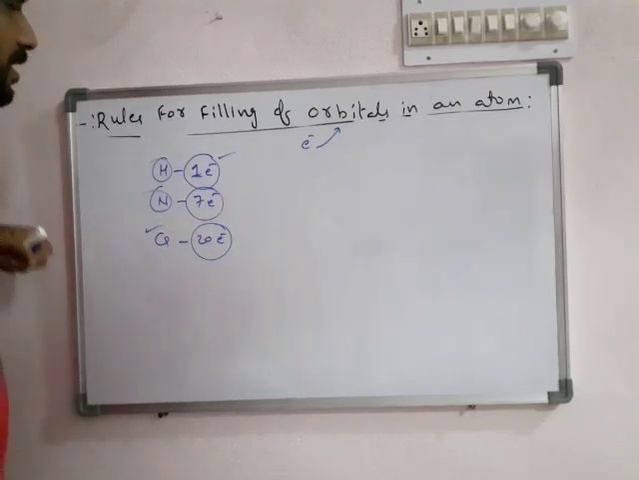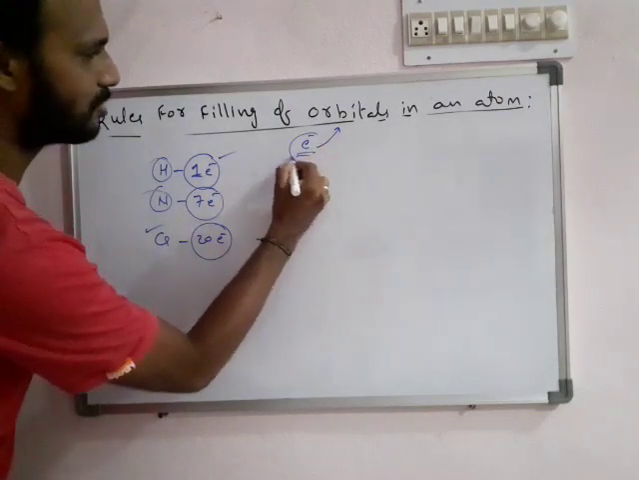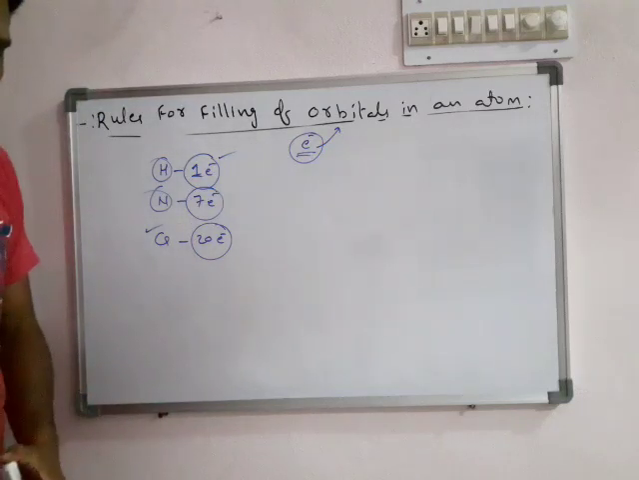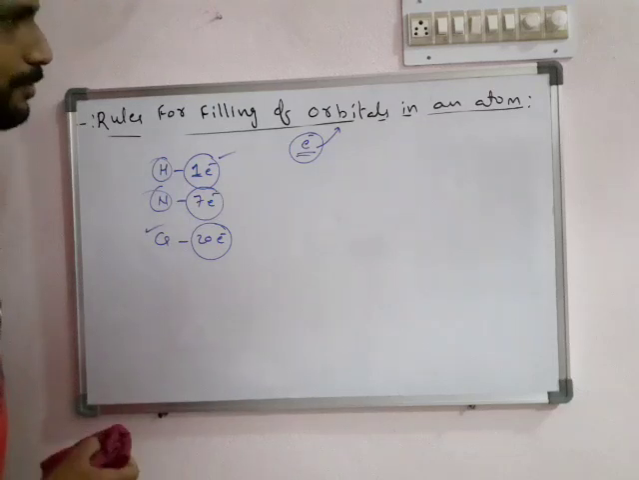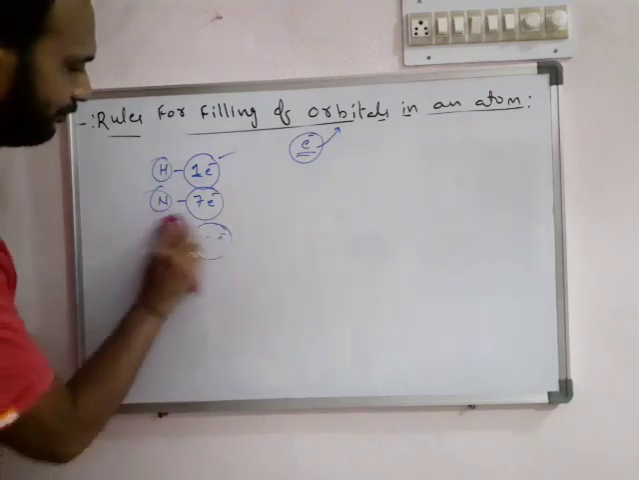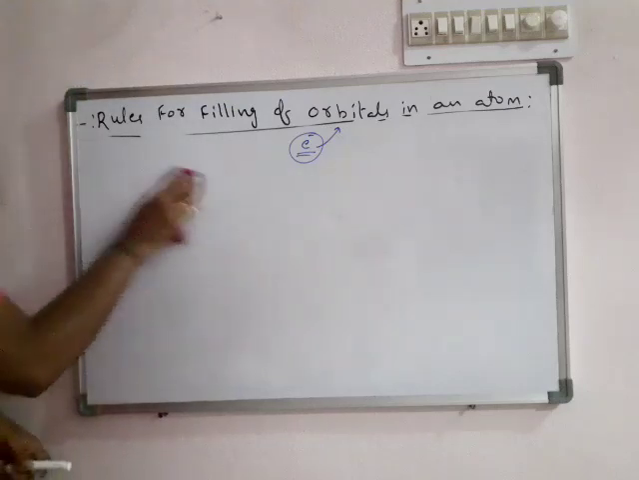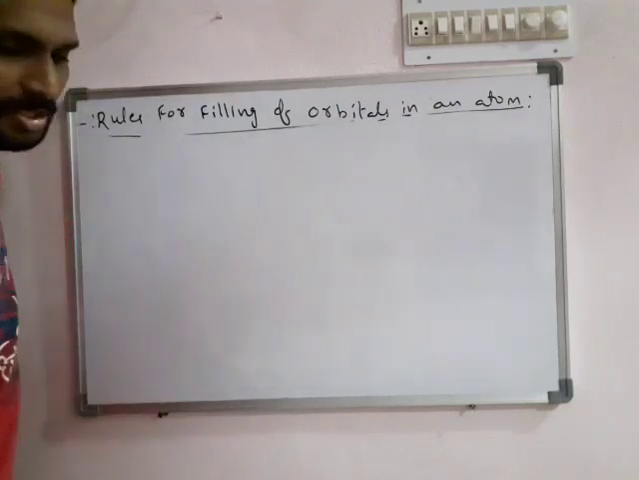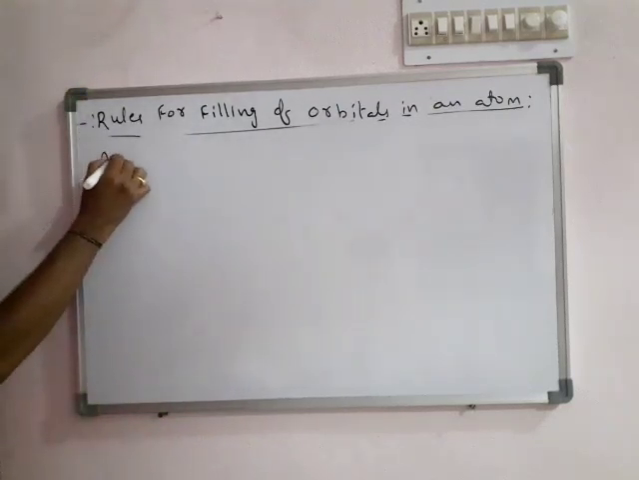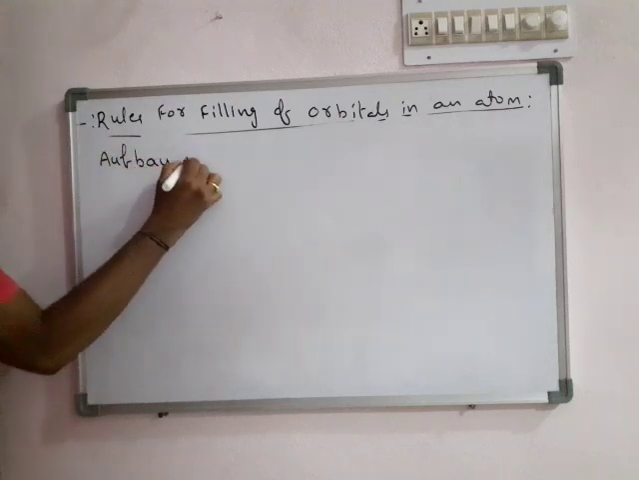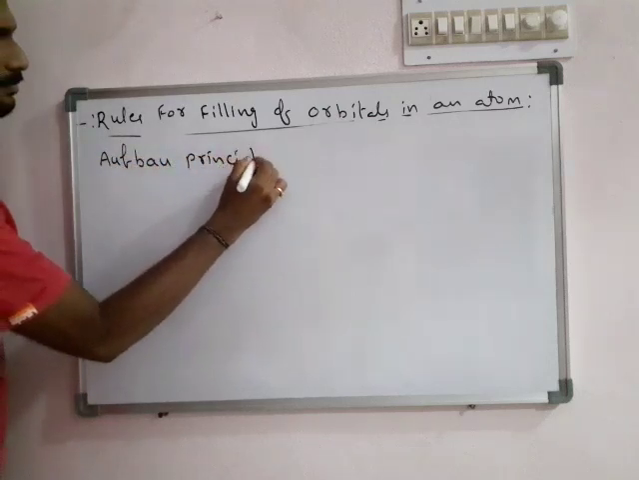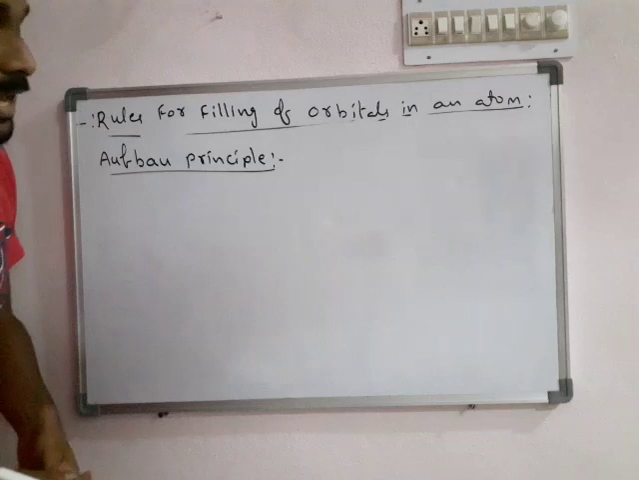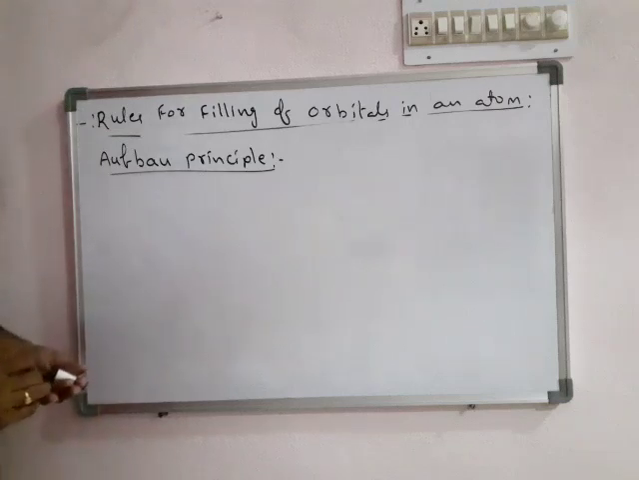Filling of orbitals means filling of orbitals by electrons in different orbitals. So there are some specific rules to fill the orbitals with electrons in an atom. Mainly, filling of orbitals takes place based on the Aufbau Principle. The main important principle for filling of orbitals with electrons in an atom is the Aufbau Principle.